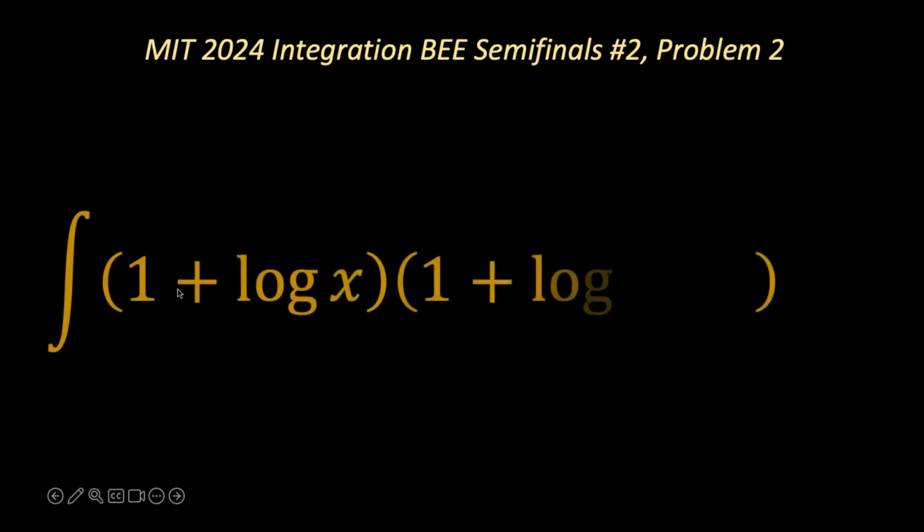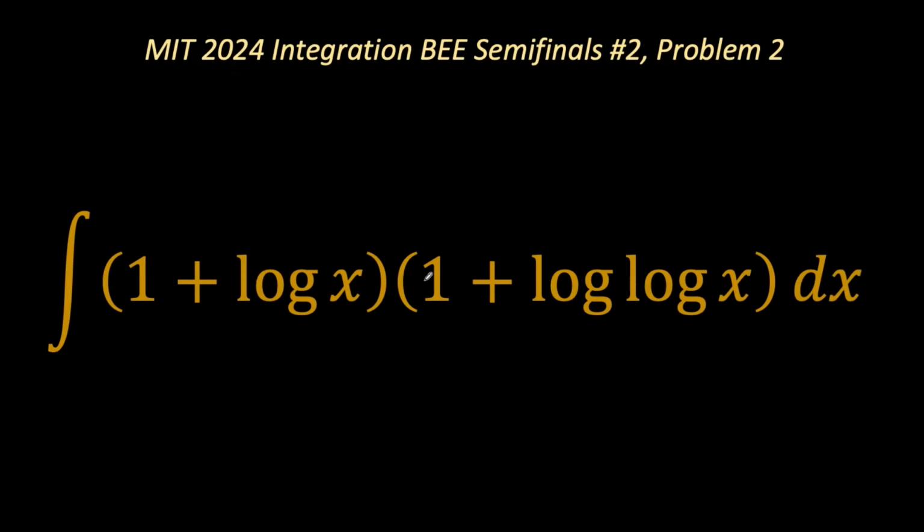Today's problem comes from the MIT 2024 Integration Bee Semifinals, number 2. Our problem of focus is problem number 2, which is the indefinite integral of the product of 1 plus the natural logarithm of x and 1 plus the natural logarithm of x. So this is a very interesting problem. I hope you do enjoy hanging out with us as we try to solve this problem.